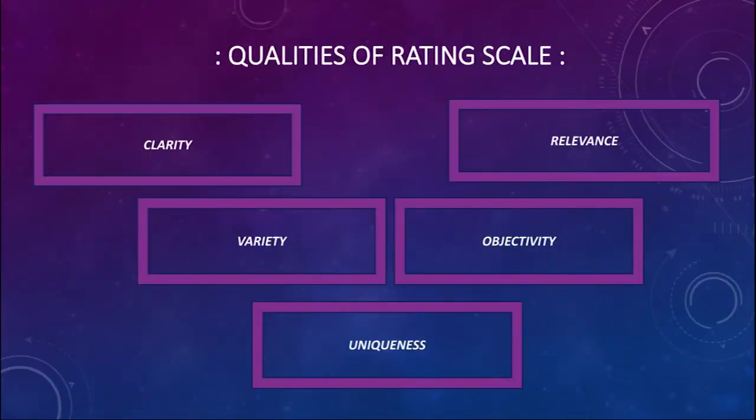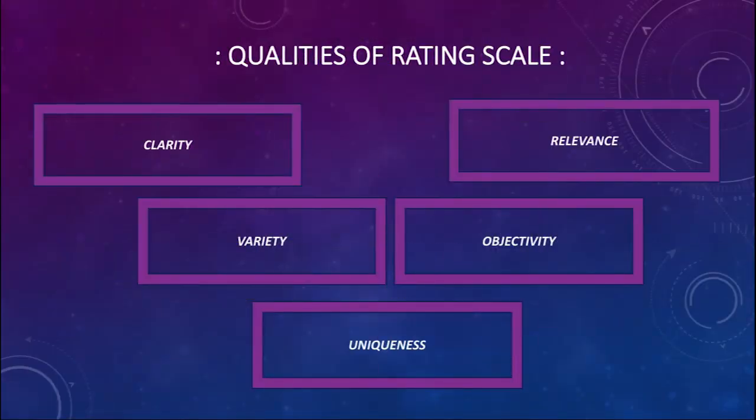The next quality of rating scale is relevance. Relevance means related. So the phenomena which are given on the rating scale should be related with the performance of the individual or object. The next quality of rating scale is variety. While developing the rating scale, there should be varieties of statements so that the rater should rate. There should not be the monotony of like good, very good. You should use much good phrases like diligent, excellent.